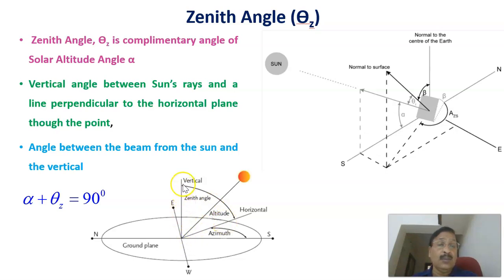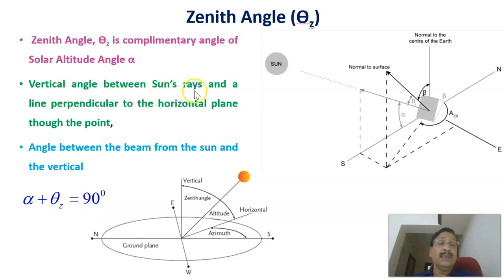So this is a vertical line perpendicular to the plane. Therefore, the angle between this sun ray line and this vertical we call the zenith angle. The zenith angle plus the altitude angle equals 90, or theta alpha plus theta z equals 90. That is, the zenith angle theta z is the complementary angle of the solar altitude angle, theta alpha plus theta z equals 90 degrees.